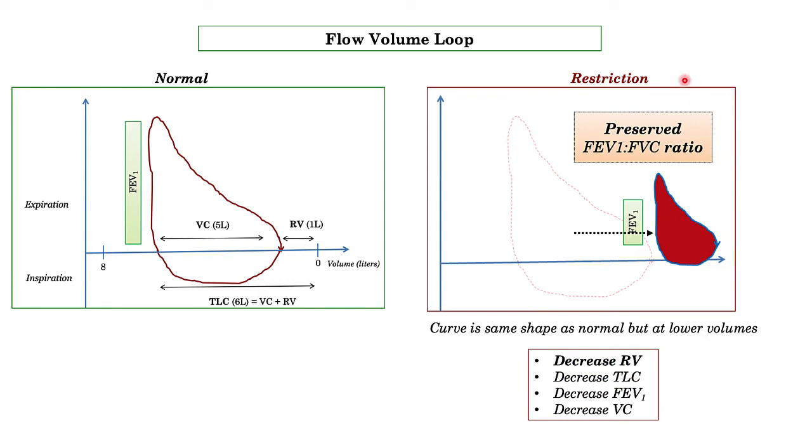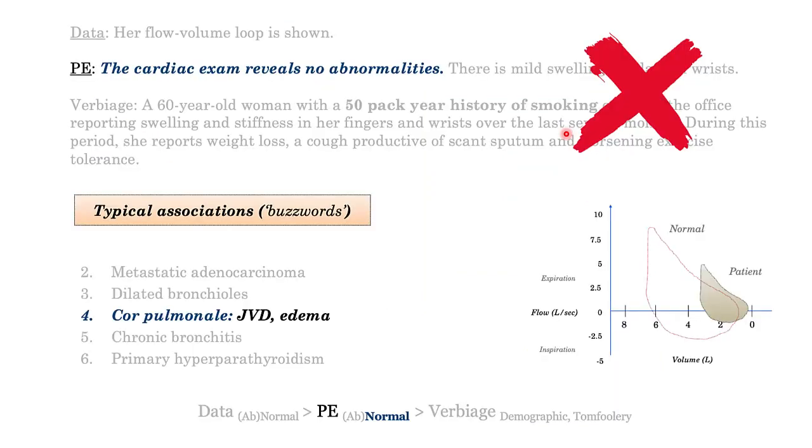But the important take-home is also this preservation of FEV1 to FVC ratio that is characteristic of restrictive lung disorders. Insofar as interpreting the incorrect options, we'll start with cor pulmonale, and I always encourage you to put in the typical associations or buzzwords. In a patient with cor pulmonale, you can expect the presence of JVD and edema. Here in this vignette, the cardiac exam is described as normal. So that option is eliminated by normal findings on physical exam.